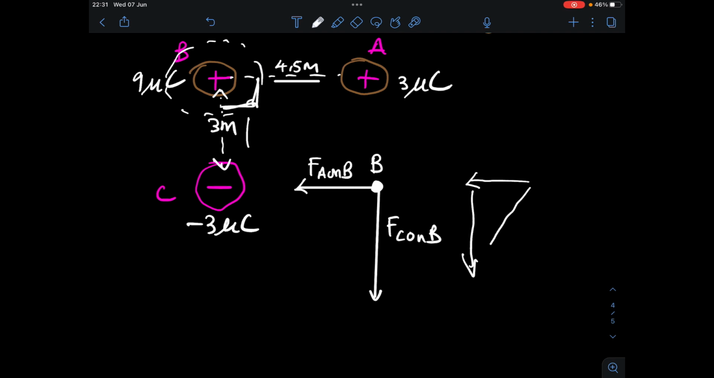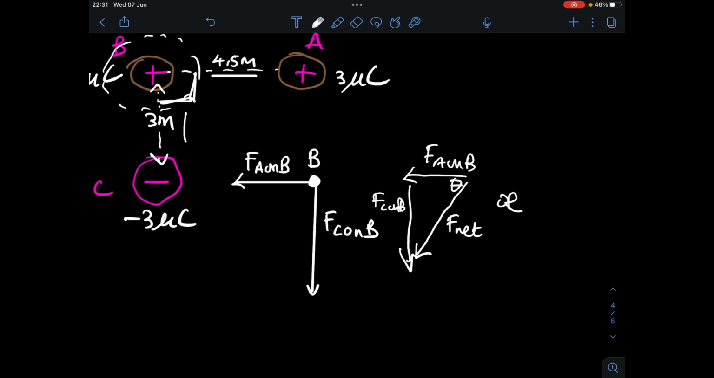So when you draw tail to head, this is going to be the resultant, this is the force of A on B, and this is the force of C on B, and then our direction is going to be there. Or if we were using tail to tail, it would be like this and this. For tail to tail, you have to close it, and the resultant will be a diagonal line there, and the angle is going to be there. It's the same as tail to head. So this is the force of A on B, and this is the force of C on B, and this is the resultant.